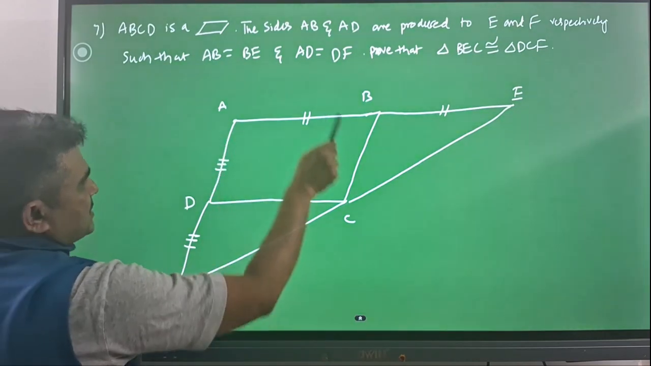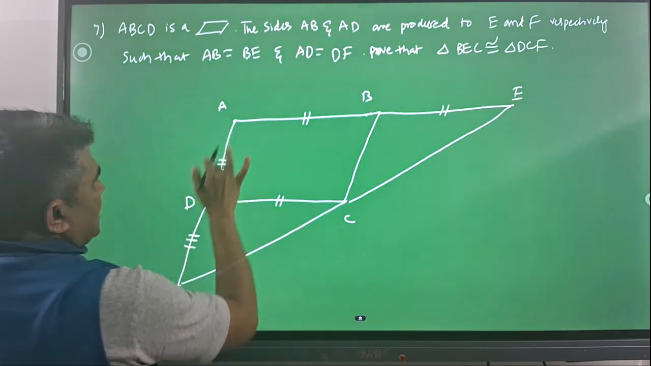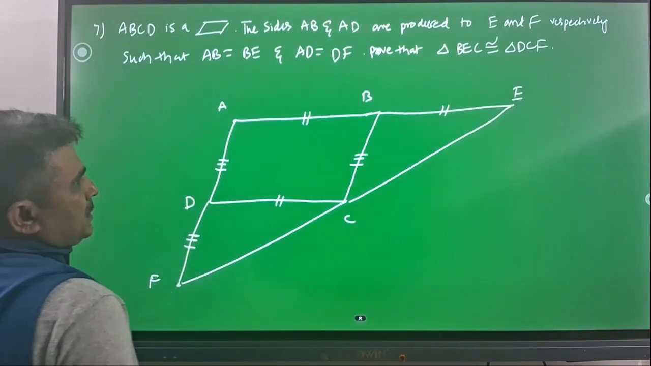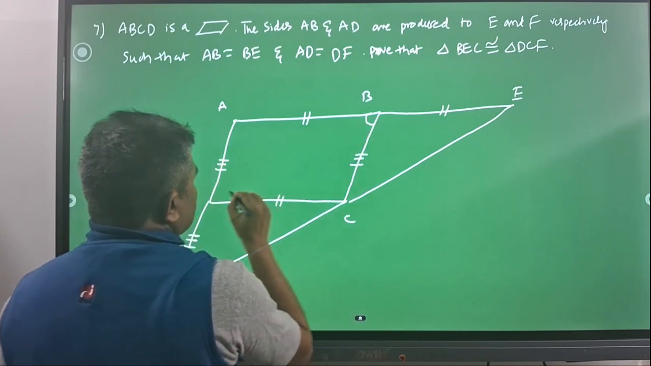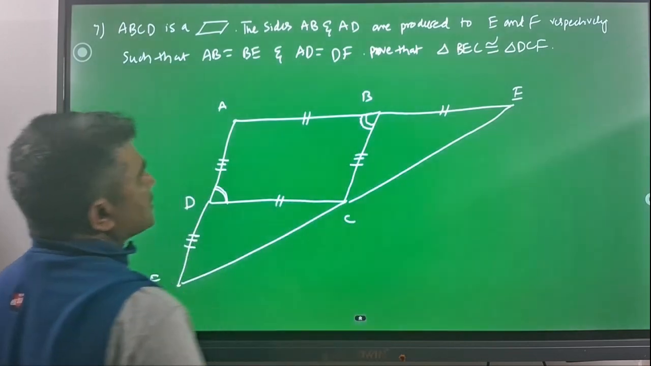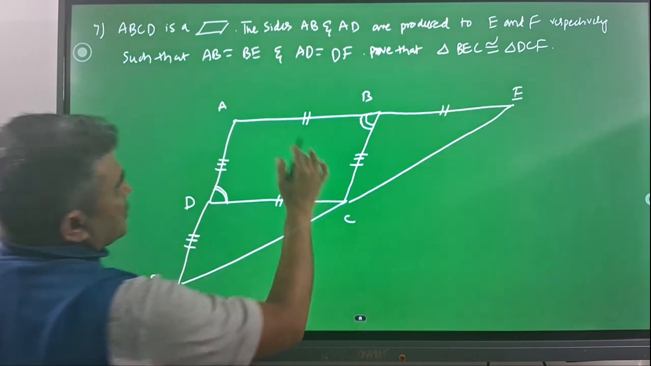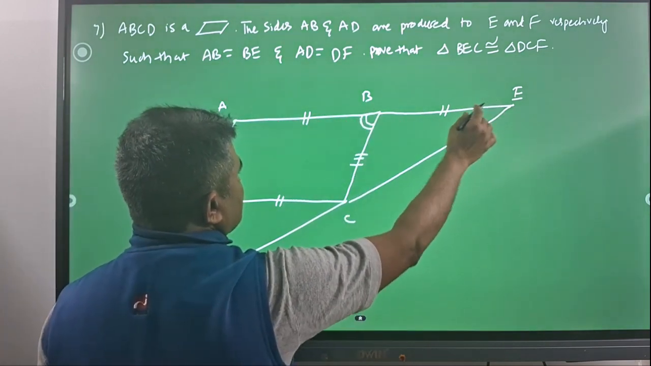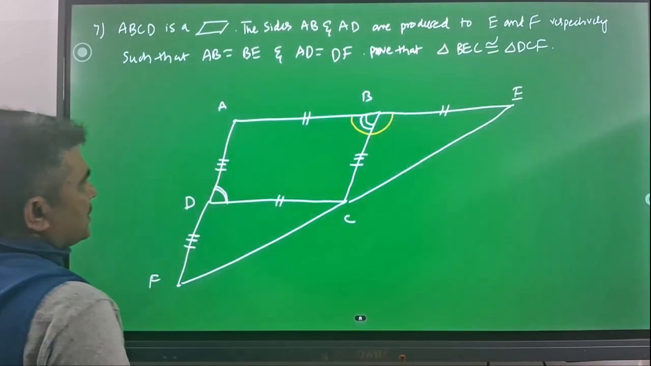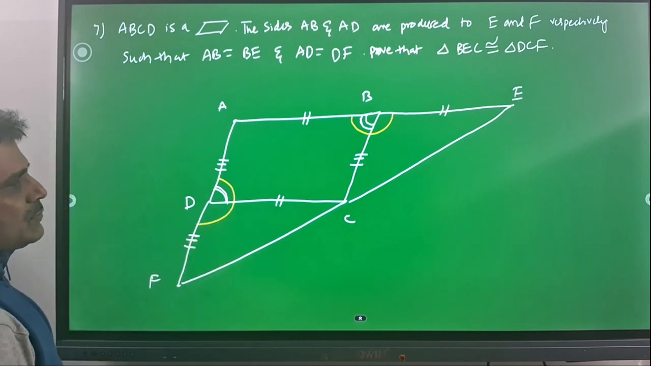So if you see, ABCD is a parallelogram, so AB is equal to DC and AD is equal to BC, and angle B is equal to angle D. That's what the parallelogram represents. Since we produced AB to E, this makes a straight line angle, and even here AD produced to F, this one makes a straight angle which is 180.